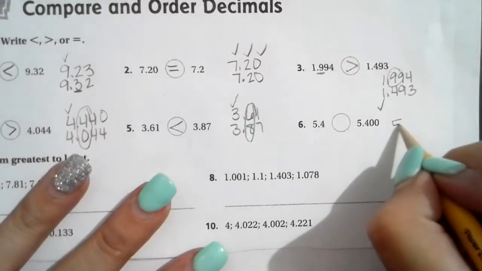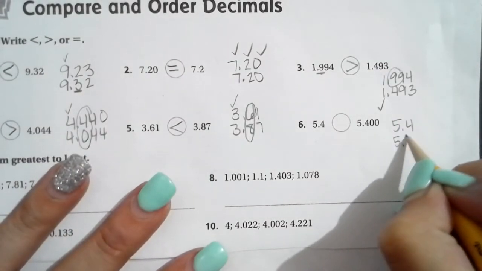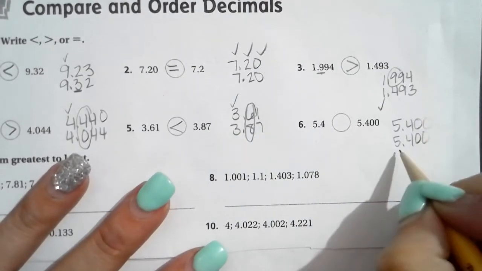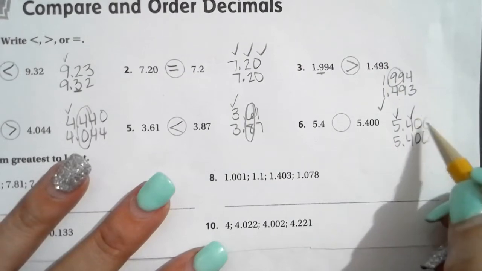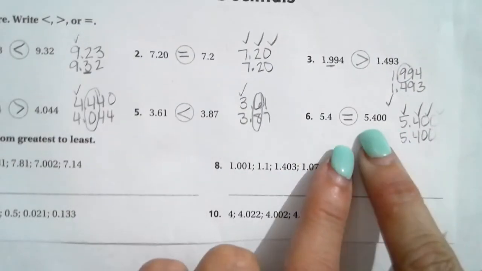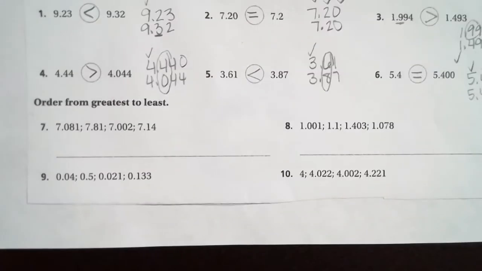I have 5.4, 5.400. What am I going to plug in if there's empty spaces? 0. So I have 5, 4, 0, 0, 0, 0. So these are equal. Even though this one has the extra zeros, they're still equal.